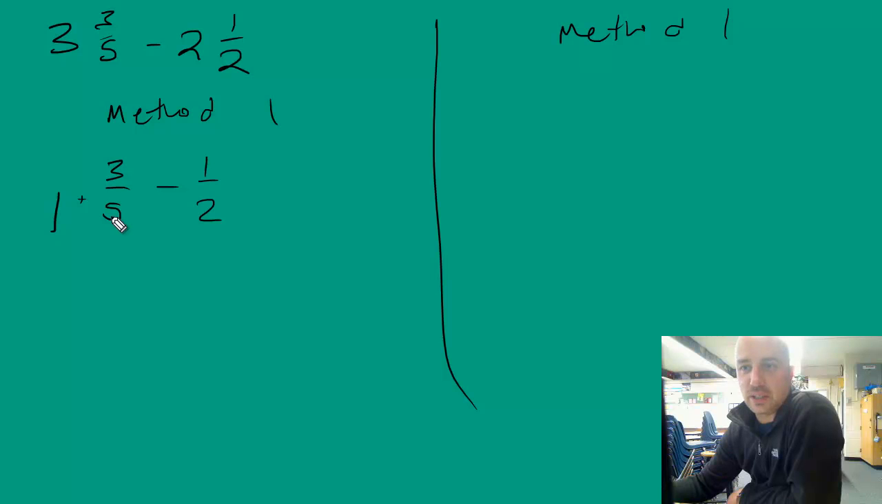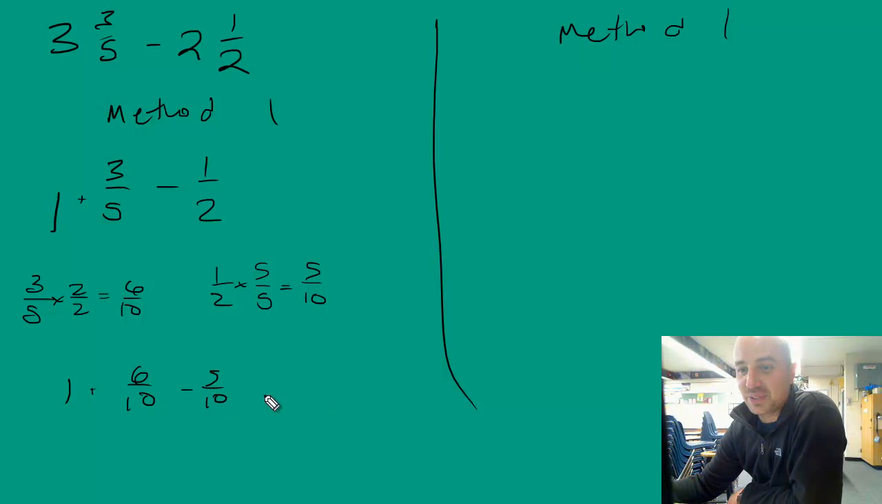So we're going to double these numbers, okay? Double this 3. If you're not sure what I'm talking about here, I'm going to multiply it by 2, right, to get to 10. So I'm going to double my 3 to get 6, so I have 6 tenths. And here I have 1/2, which I'm going to multiply by 5 to get to 5 tenths. Awesome. So I have 1, and I have 6 tenths minus 5 tenths. And I know that 6 minus 5 equals 1, right?